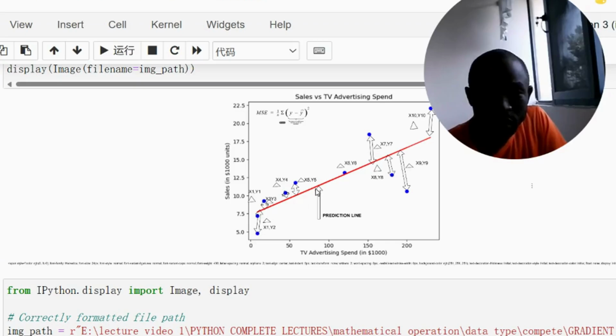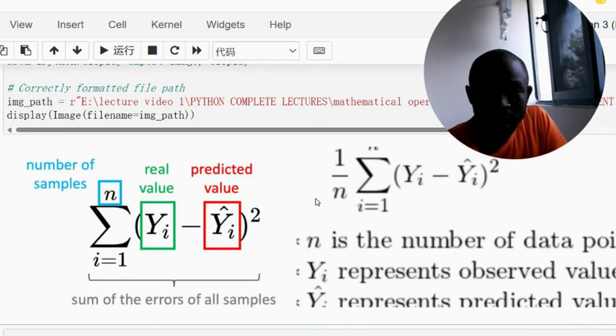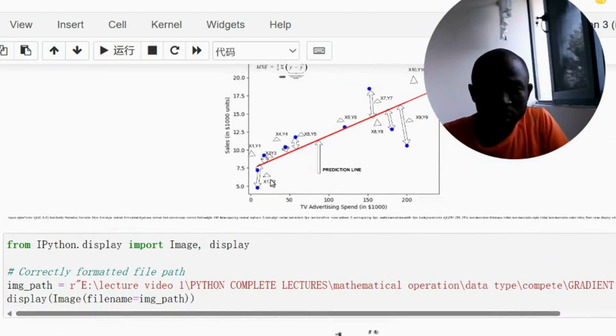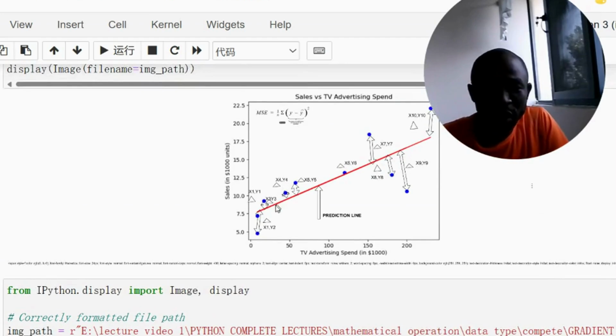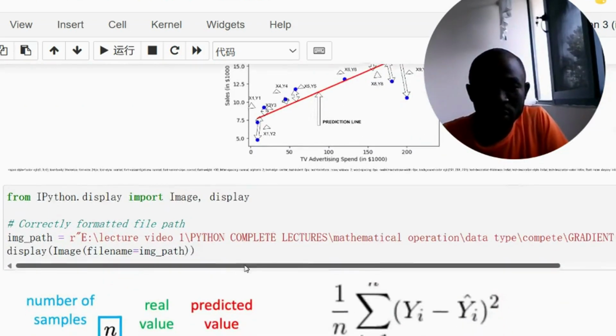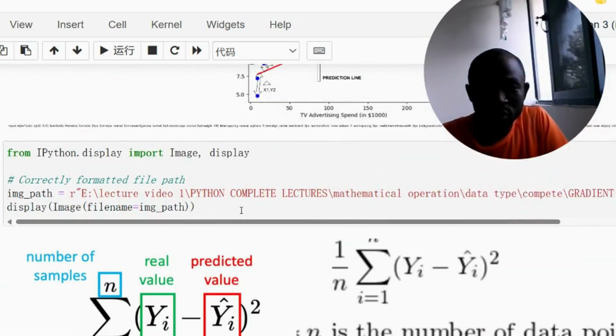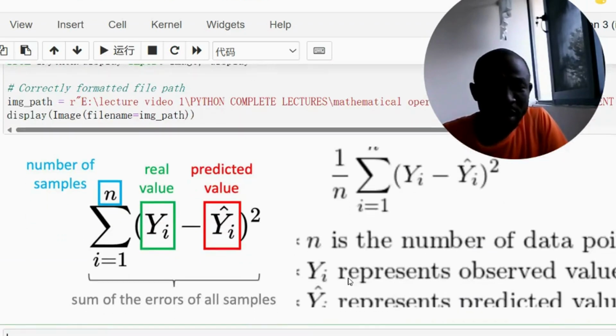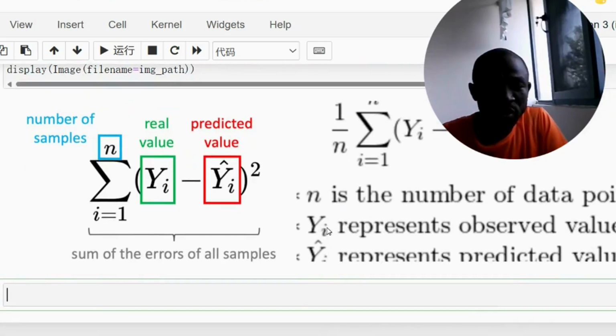So we need to look at how we are going to work things out. What are the statistics terms that we are going to use in order to work out the sum of these 10, because we have 10 elements here? So how are we going to work things out so that it gives us what we need? So n is the number of data points, yi represents the observed value, and y hat represents the predicted value.